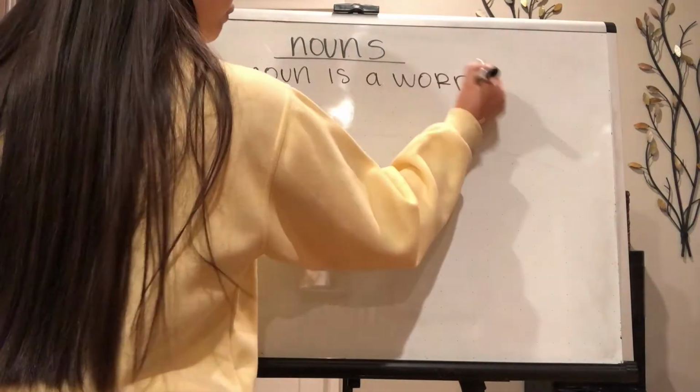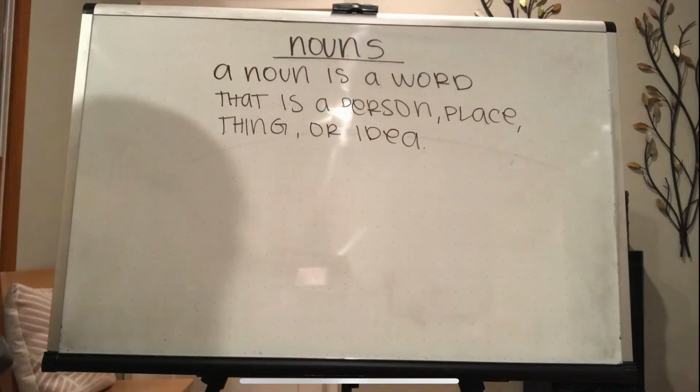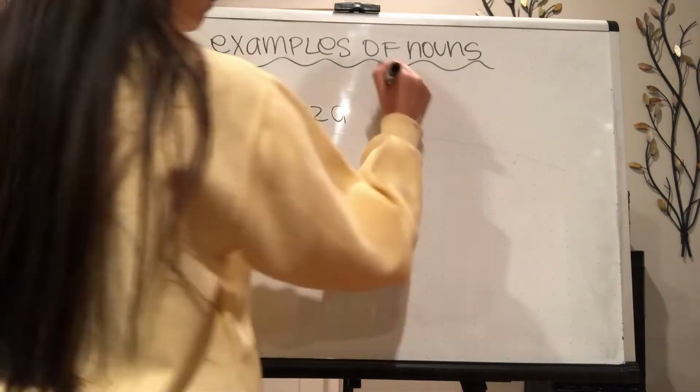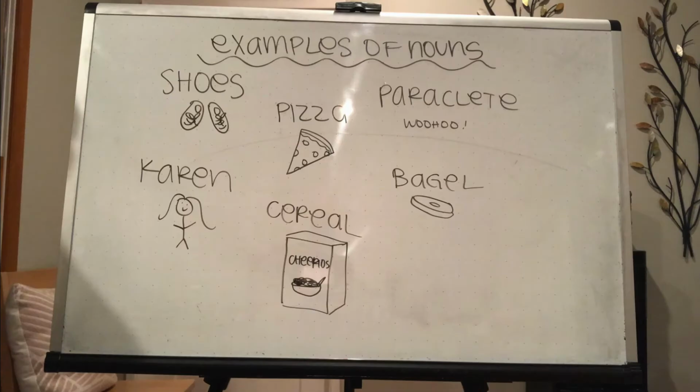Okay, so today we're going to talk about nouns, verbs, and adjectives. So, first, what a noun is. A noun is a word that is a person, place, thing, or idea. Examples of nouns are shoes, pizzas, Paraclete, Karen, cereal, and bagels.